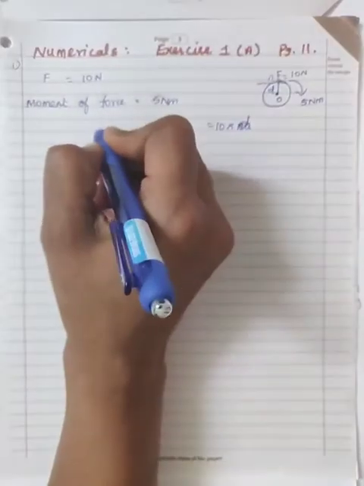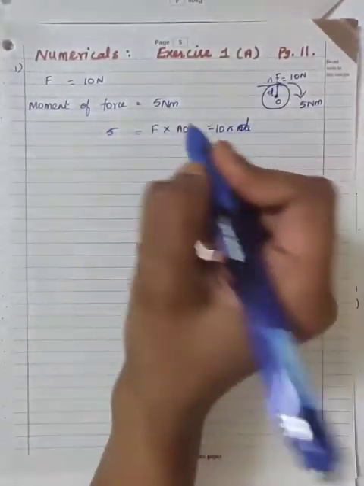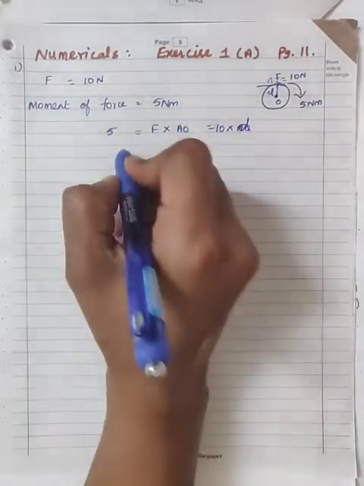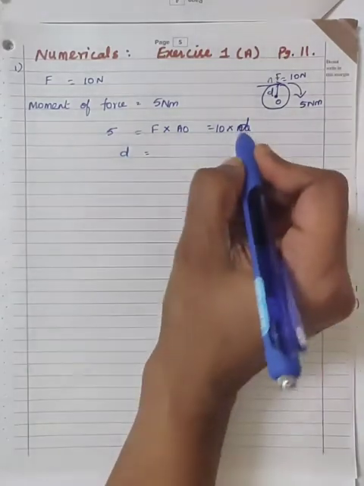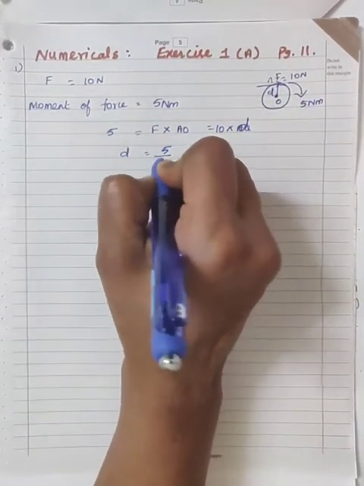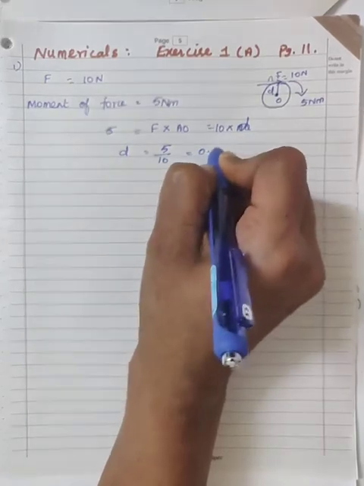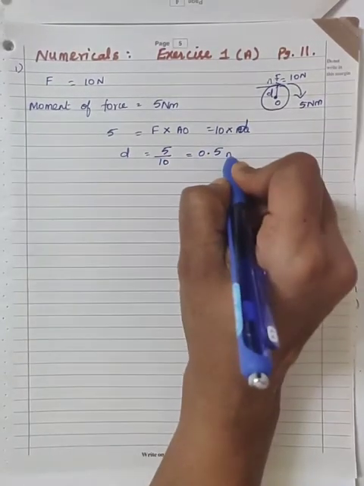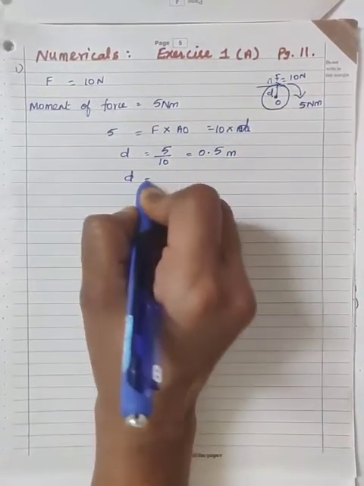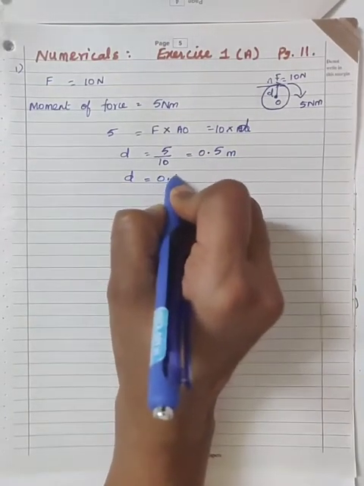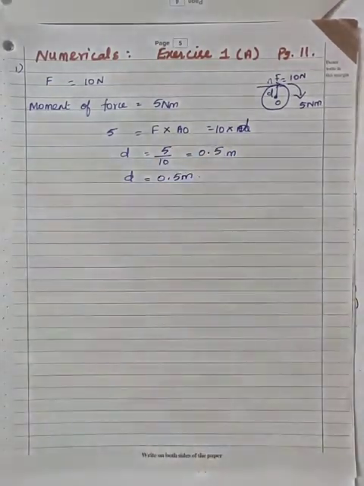Here the moment of force is given as 5 Newton meter. So 5 is equal to 10 into D. From this, D is equal to 5 by 10, which is equal to 0.5. The SI unit of distance is meter. So the perpendicular distance between the line of action of the force and the pivoted point is equal to 0.5 meter.